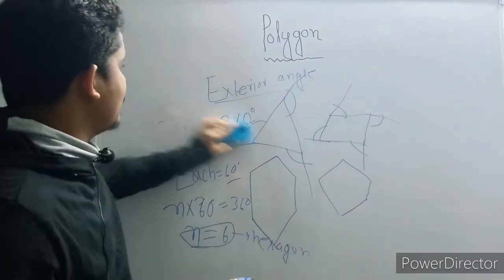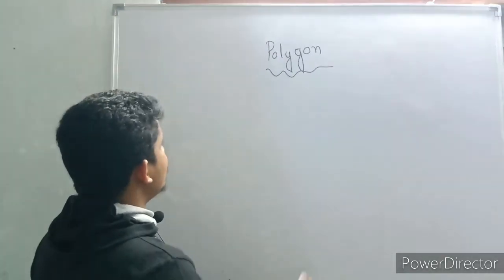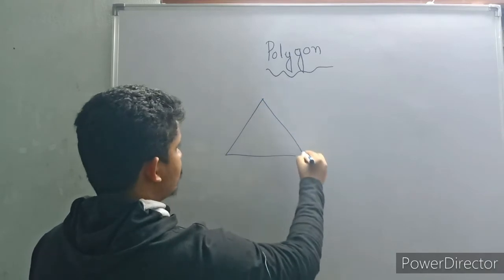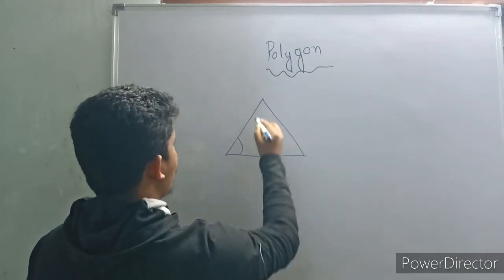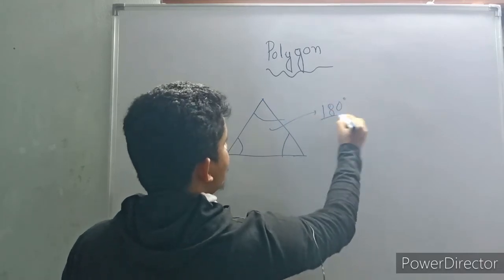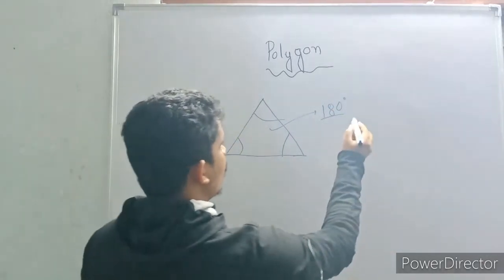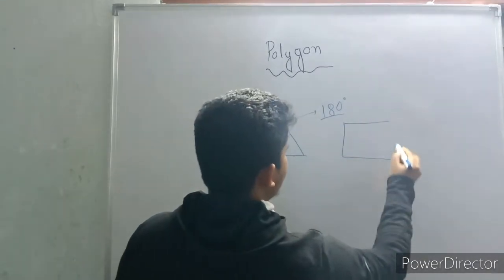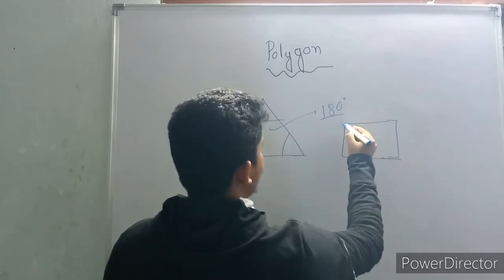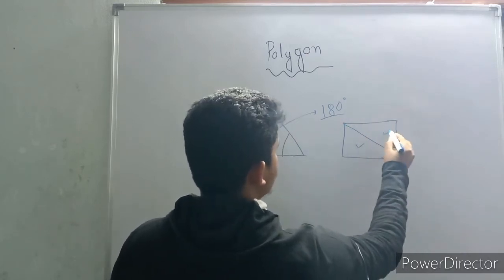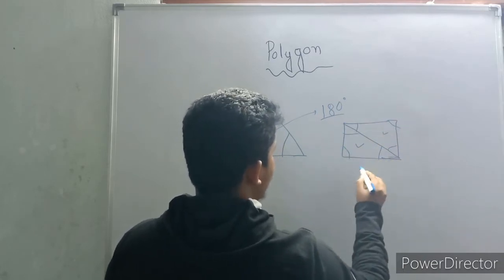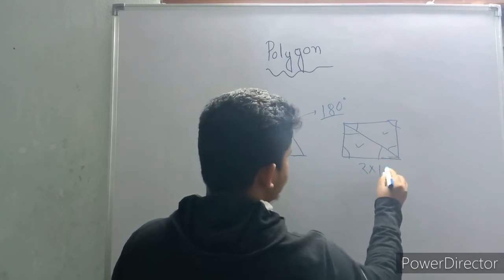Now we will talk about the interior angle. Just remember this as your benchmark: the sum of the interior angles of a triangle is always 180 degrees. Now if we talk about a quadrilateral, whatever it might be, say a square, and you take a diagonal, you get two triangles. This sum is 180 degrees and this sum is 180 degrees, so you can write 2 into 180 degrees.